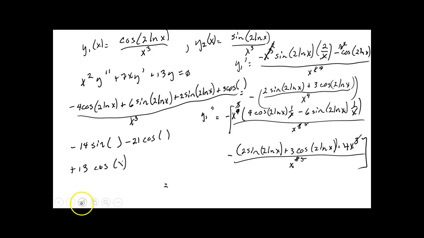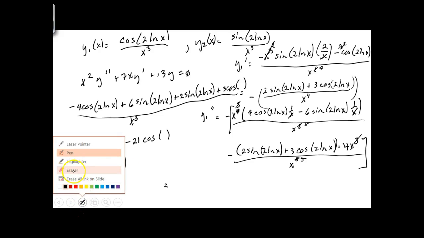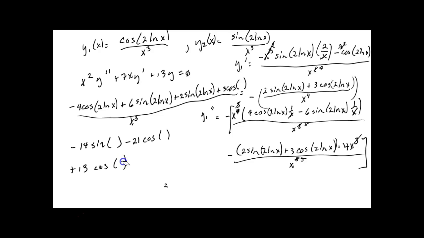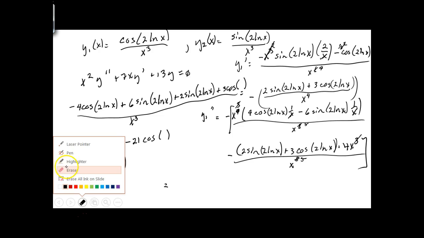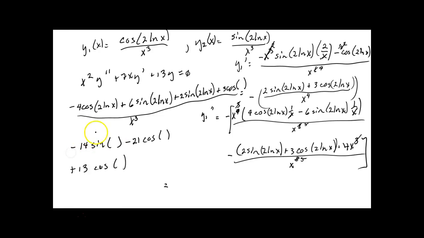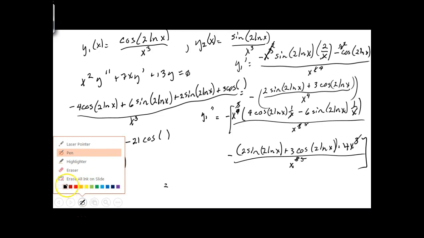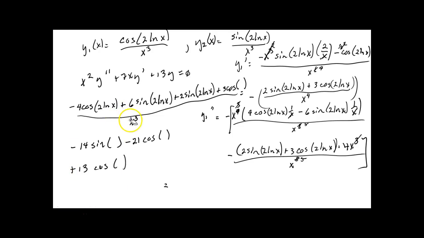I started to write something there. I don't need to write anything there. That thing. Same argument. That hasn't changed any. And that's over x cubed. So all these are over x cubed. So all we have to do to get this equal to 0 is get our numerators here. So I'm going to get rid of the over x cubed because they're all over x cubed. Okay. So let's see what we get.